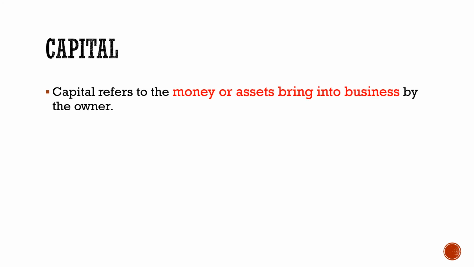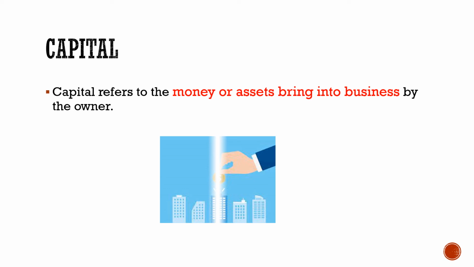Okay, now let's move on to capital. Capital refers to the money or assets brought into the business by the owner. So when the owner wants to start a business, he can bring in money, or instead of money, he can bring in assets. Like instead of cash, he can bring in maybe a motor vehicle or furniture to start the business, and these are referred to as the capital. Okay, anything brought into the business by the owner is called the capital. So money brought into the business.